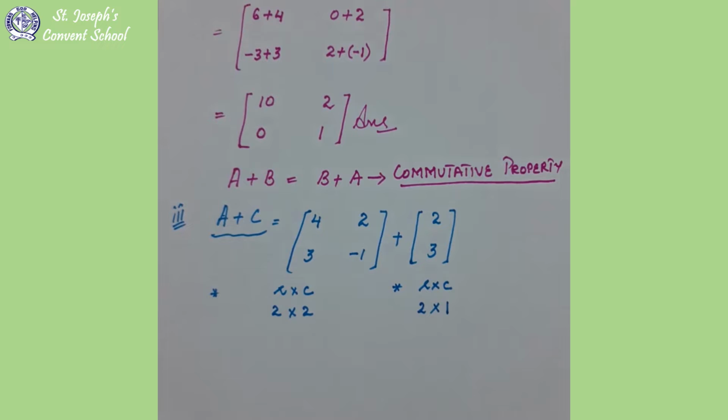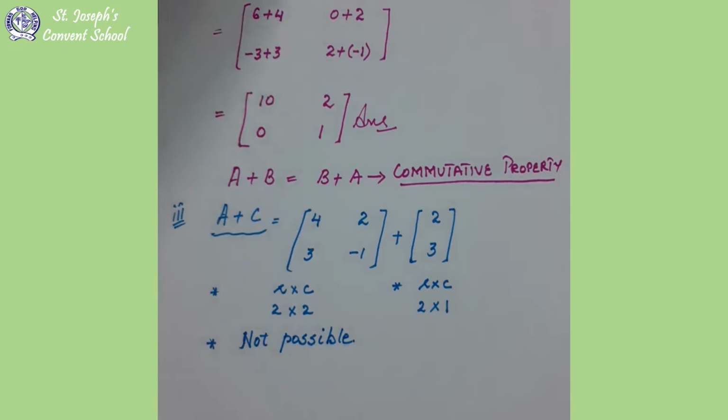Now you can see that in this case order is not same. Here it is 2 by 2 and the order of second matrix is 2 by 1. Now order is different. It means you cannot add these two matrices. Simply you will write it's not possible to add. So not possible is the answer. You can only add two matrices when the order is same. If order is different, you cannot add them.